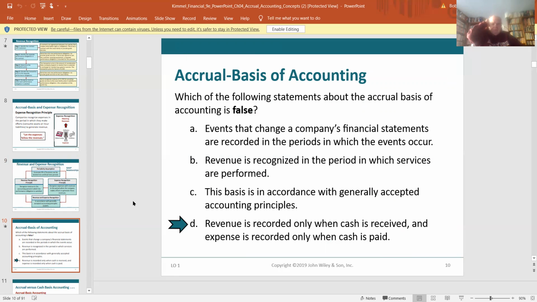What is the accrual basis of accounting, or what is false about it? Well, let's look at what's true. Which of the following statements is false? A, events that change the company's financials are recorded in the periods when the events occur. That's true. Revenue is recognized in the period when the services are performed. True. This is in accordance with generally accepted accounting principles. 4, revenue is recorded only when cash is received. That's bogus, okay?